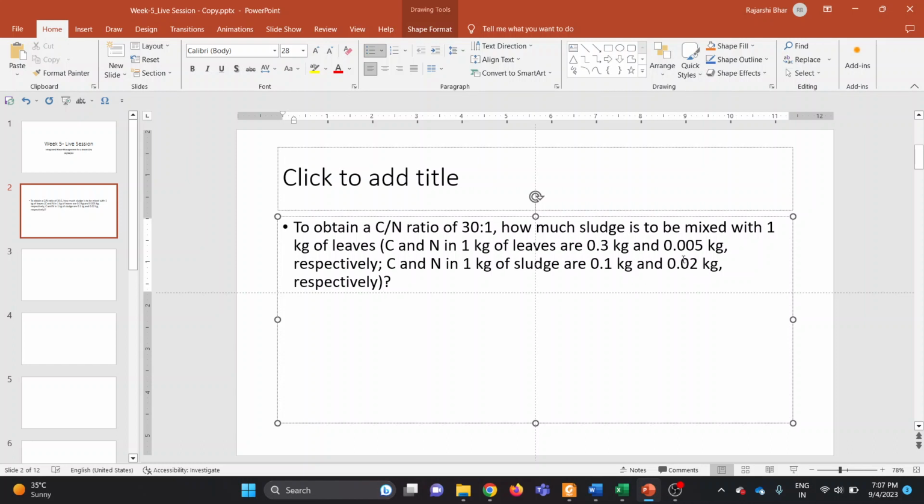So you have to answer how much sludge is to be mixed with 1 kg of leaves to obtain a C is to N ratio of 30 is to 1. You can have about 5-10 minutes for this question and I will share the answers after some time. The options, sorry, not the answer.